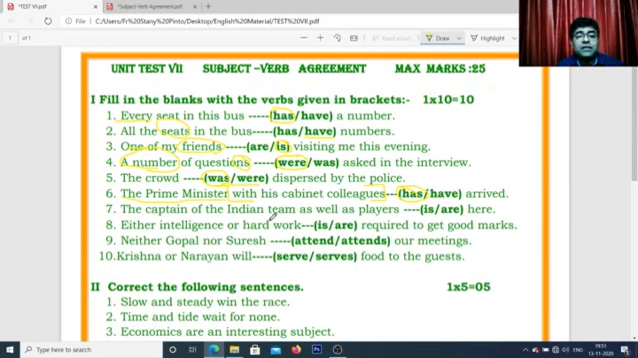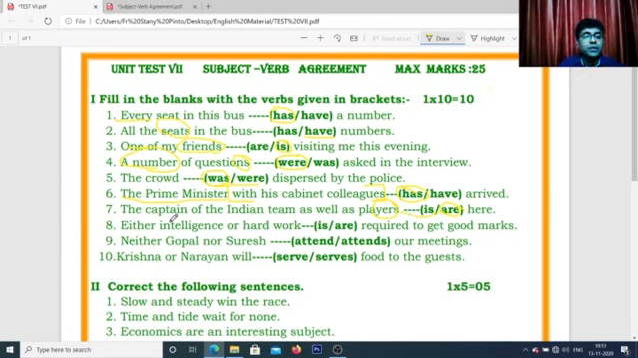The captain of the Indian team is here and the players is are. Now see here, you have to remember the captain of the Indian team as well as the players are here. Okay, remember, if it was the captain of the Indian team as well as the player, then it should have been is, but here we have got plural, hence it is closer to the subject, plural. Okay, closer to the subject.